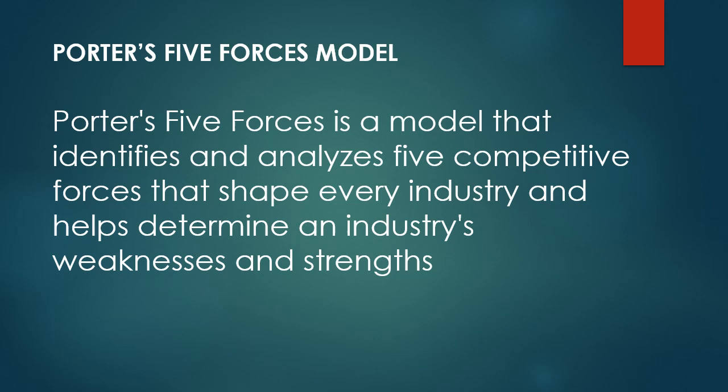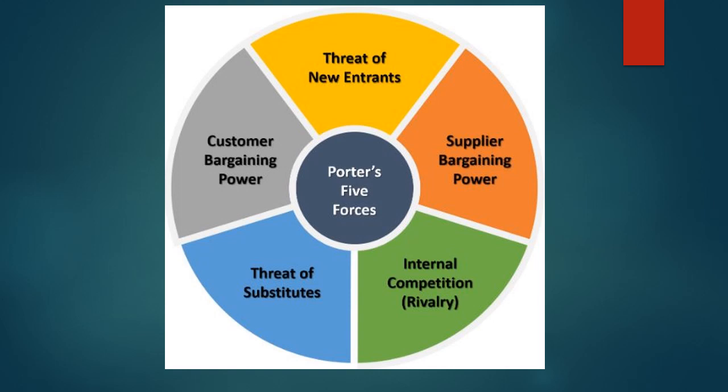Basically, this model helps in identifying and analyzing the 5 competitive forces. And what is the purpose for identifying and analyzing these forces? So that it can help in determining the industry's weaknesses and strengths. So with the help of this model, the strengths and weaknesses of the industries can be easily identified. So now let's have a look at what we are talking about. Here, the 5 forces, as we can see: the threat of new entrants, meaning the new competitors, then supplier bargaining power, or you can say the suppliers, then internal competition, meaning the existing competition or the competitors, then threat of substitutes, and the customer bargaining power, or the buyers. So these are the 5 forces that we'll be discussing in detail in this specific model.